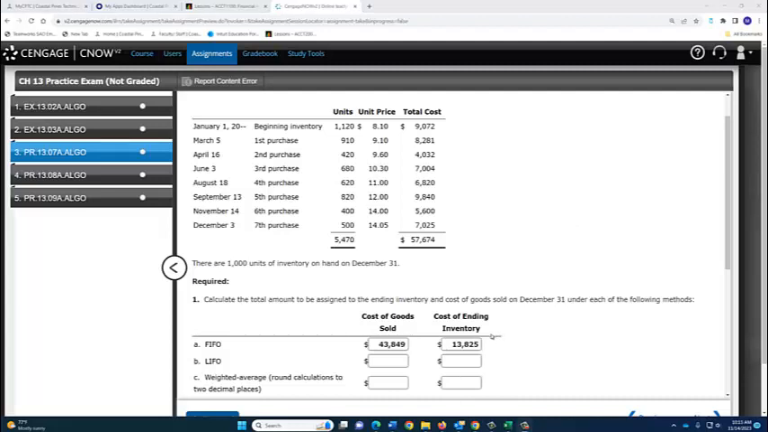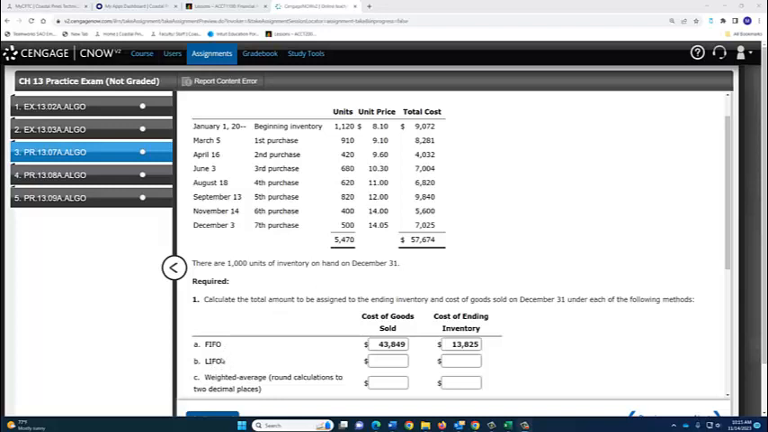And there's really an easier way I can get this figure. If I know that my ending inventory is $13,825, I can subtract it from the $57,674 and come up with the $43,849. When I add these two figures together, the cost of goods sold and the ending inventory, it should equal the goods available for sale of $57,674.